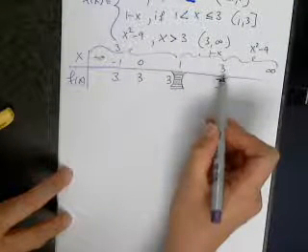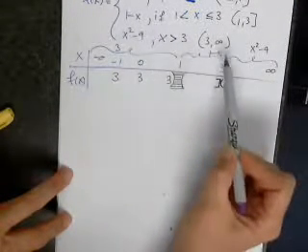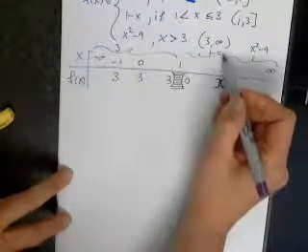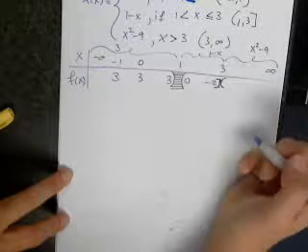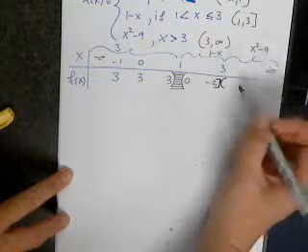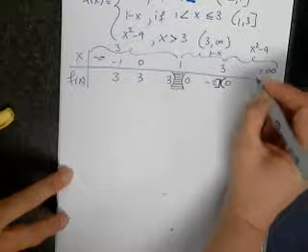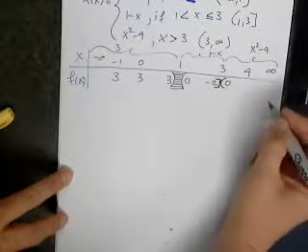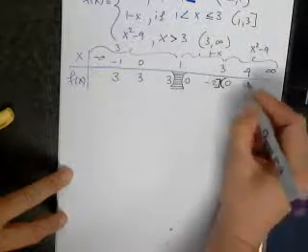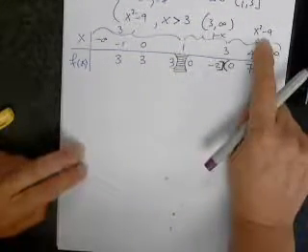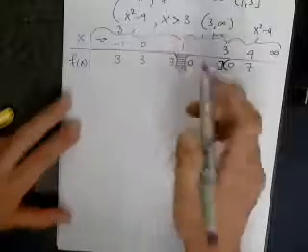In between 1 and 3, when I plug in 1, what do I get? Perfect. When I plug in 3, what do I get? Perfect. Now on the other side, when I plug in 3, what do I get? Perfect. When I plug in 4, what do I get? Excellent. That's all I need. Keeping in mind that this is quadratic and these are linear.